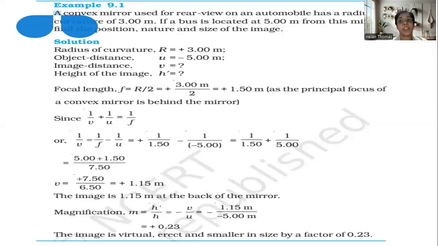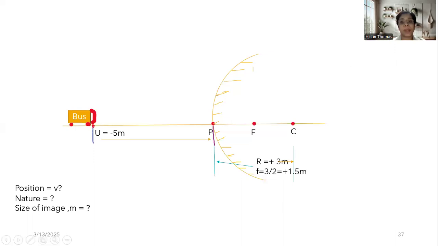So for v, we need to use the mirror formula. For the mirror formula, we need f also, right? So how do you find f? The focal length is half of the radius of curvature, which is plus 3 divided by 2, which will be plus 1.50. The plus here shows that the image is formed on the positive x-axis. So the image will be formed behind the mirror, and that is why the focal length will be plus 1.5. Focal length will be positive for a convex mirror.